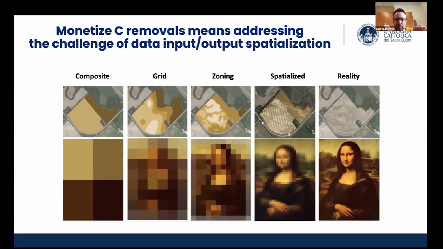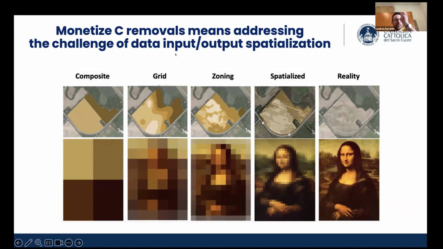So the challenge of data input and output spatialization is fundamental, because if I apply from the beginning, for example, a composite soil sampling strategy, I have only 2 data: one stock value for the lighter part of these fields or for the project, and one for the darker area. So just 2 data. If I have digital tools and can use spatialized, very accurate data input, I can also propagate the error that I have in estimating the soil properties or the carbon removal dynamics at a fine scale. And then I have the number to say which is the real net carbon removal.